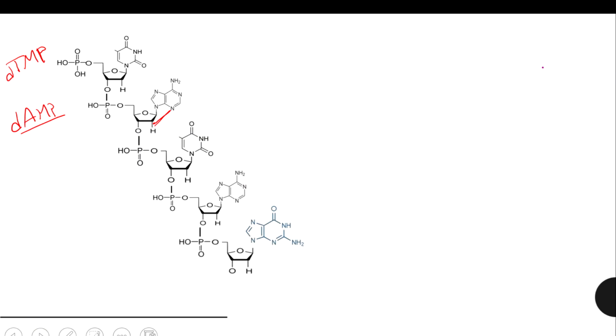And the next one is a little bit different. This is DGMP. This is the guanine structure. This is GMP, right? So this is the sequence of how the single strand of DNA is formed. And what is the difference between the 3 dash and 5 dash strand? Here the 5th carbon was free and ready to attach with the other one.